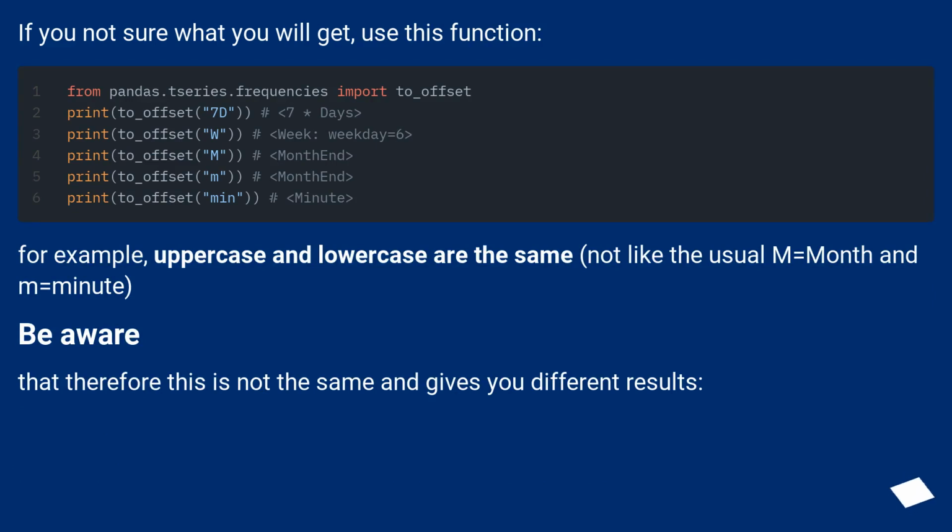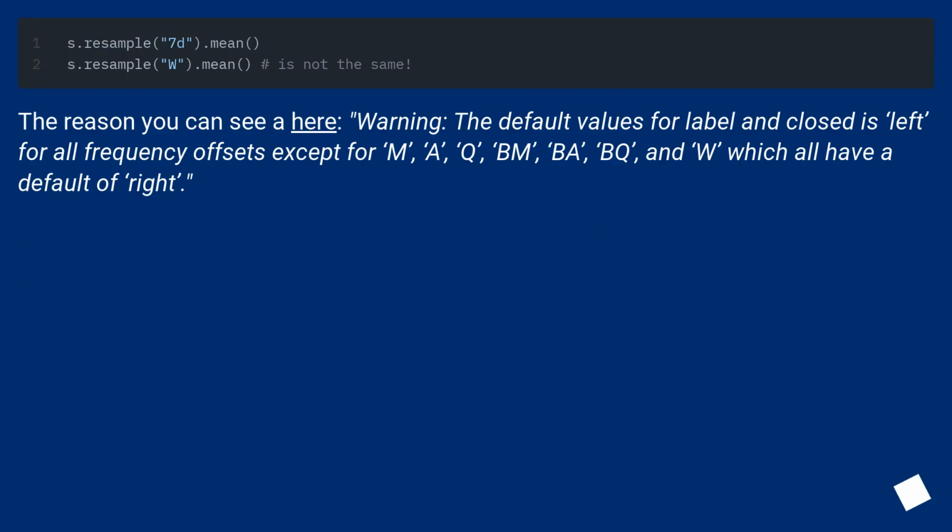For example, uppercase and lowercase are the same, not like the usual M equals month and m equals minute. Be aware that therefore this is not the same and gives you different results. The reason you can see here. Warning, the default values for label and closed is left for all frequency offsets except for M, A, Q, BM, BA, BQ, and W, which all have a default of right.